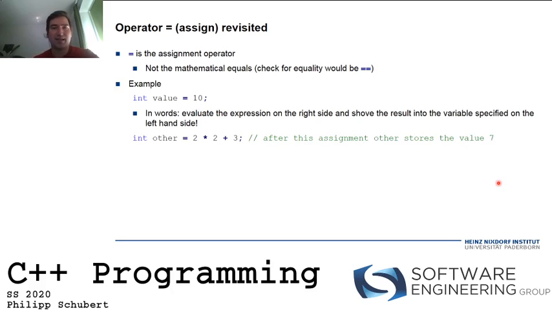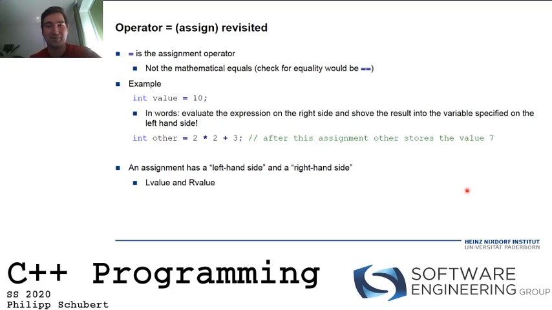So let's have another example. So we have another variable by the name of other, and let's have a look on the right-hand side. So on the right-hand side now we evaluate the expression. So it's 2 times 2 plus 3. So this is 7. It evaluates to 7, and this 7 we store now in the variable other. That's the meaning. And such an assignment operator has a left-hand side for obvious reasons, and a right-hand side also for obvious reasons.